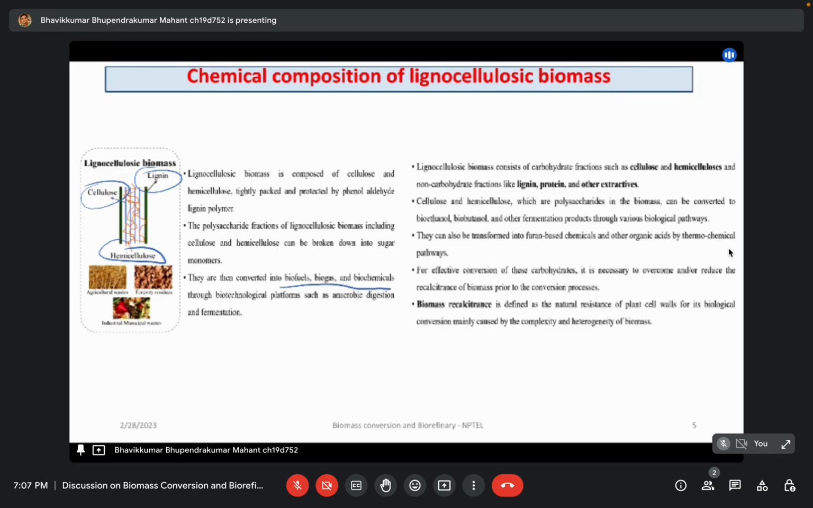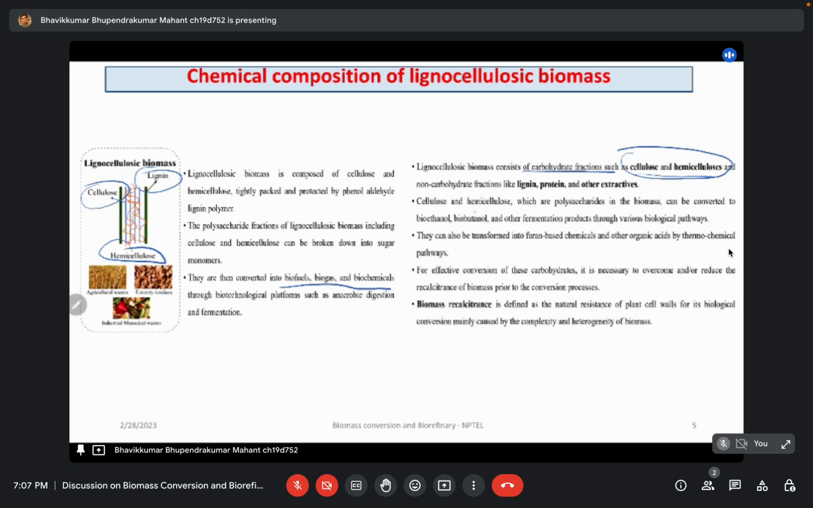If you talk about it in detail, mainly we have cellulose and hemicellulose. Cellulose is the polymeric chain of glucose, and hemicellulose is the polymeric chain of many components. Many pentoses are there, many hexoses are there. These two are the carbohydrate fractions in the biomass. So those questions, the same question was asked in the assignment.